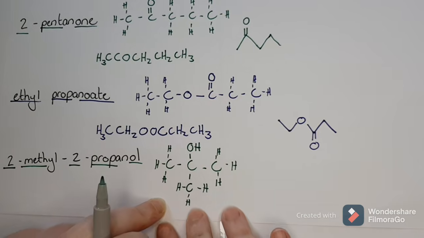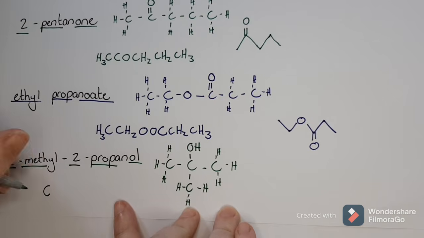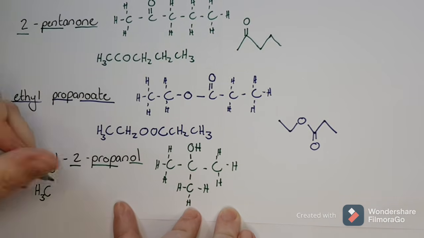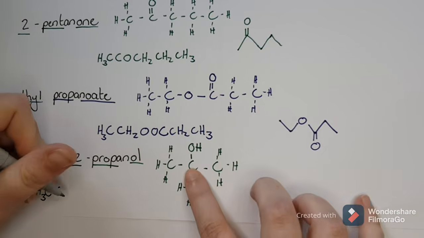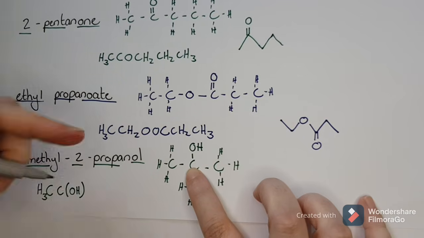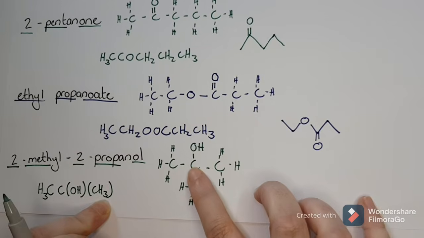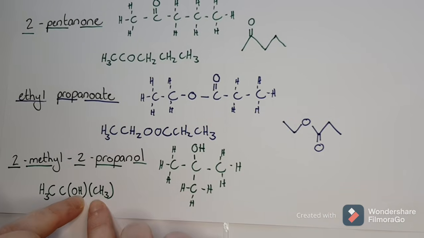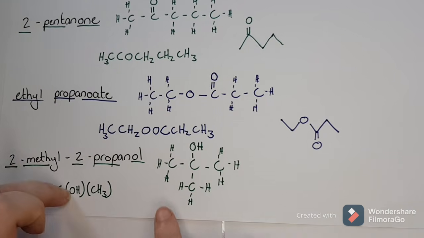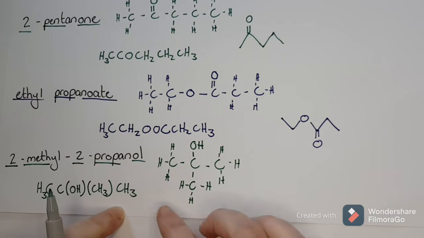So now to write that as a structural formula, I've got C with 3 H's on it, with another C, and on that C there is an OH, which I can put in brackets, and a CH3 side chain, which I also put in brackets. So it means that these 2 brackets are both attached to this carbon. And then my last carbon is CH3.